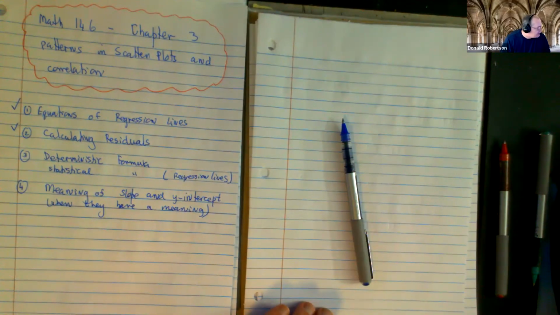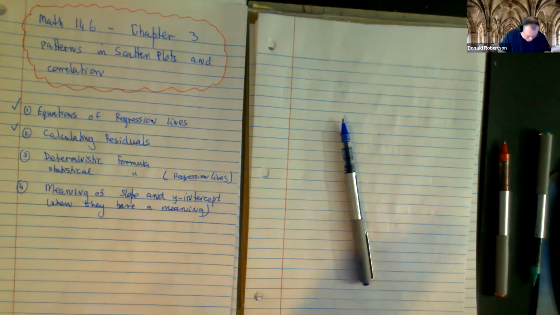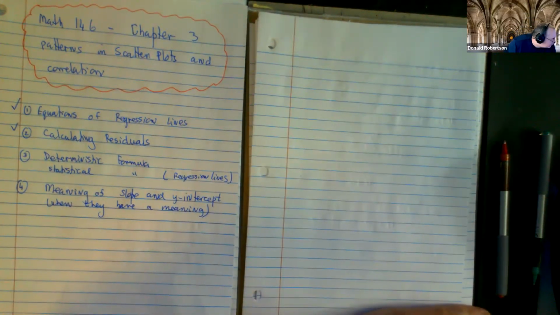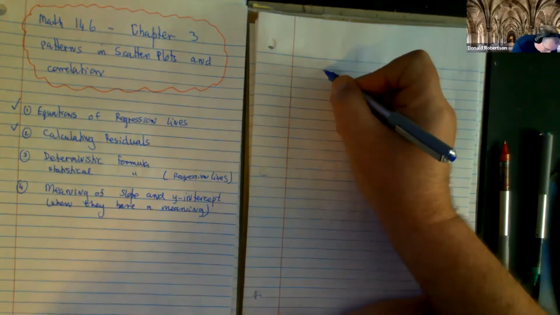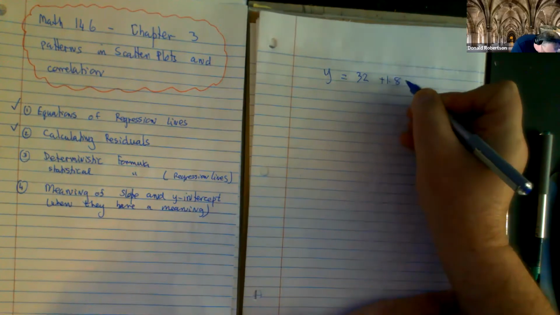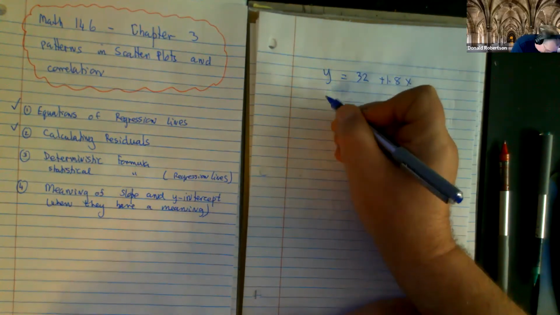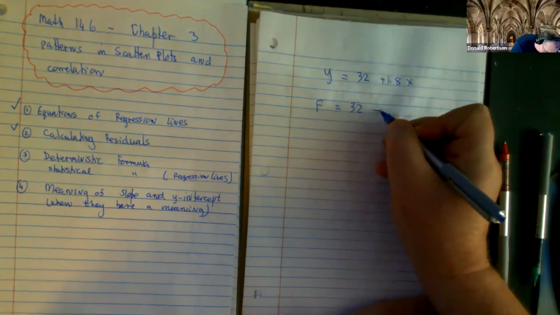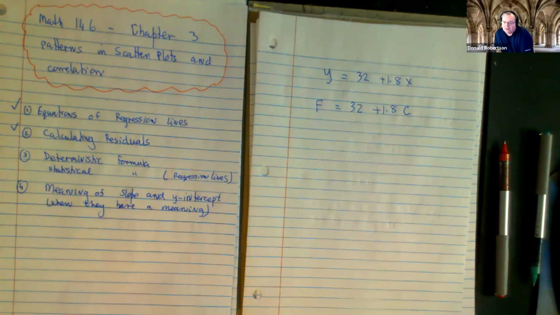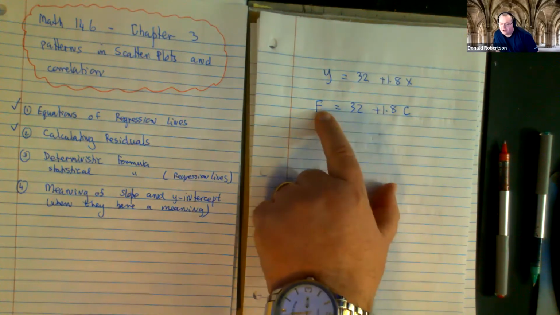A deterministic formula would be one where there is a 100% fit. I'm trying to think of an easy one. Here we go. If you do y equals 32 plus 1.8x, where y is degrees in Fahrenheit and x is the degrees in centigrade. Has anybody seen that formula for converting centigrade to Fahrenheit? No? This is how you do it.